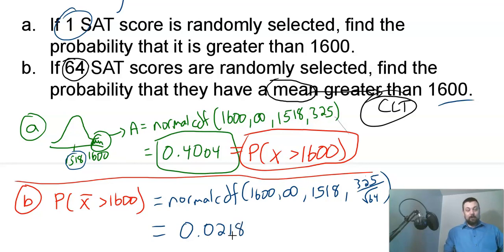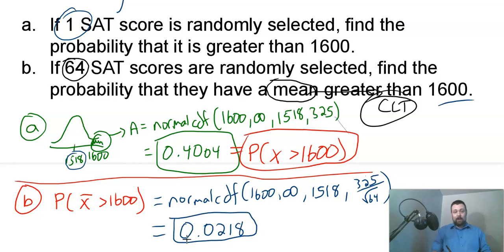0.0218 if you round to 4 decimal places. So less than a 2% chance, right? That's a pretty dramatic difference, right? The chance of one person having an SAT score of 1600, not that hard to find, right? 40% chance of that happening. But the chance that we would get 64 randomly selected people to have an average that exceeds 1600 is only a 2% chance, right? Because we'd have to get a lot of exceptional SAT scores in that group to move the needle that far, right?